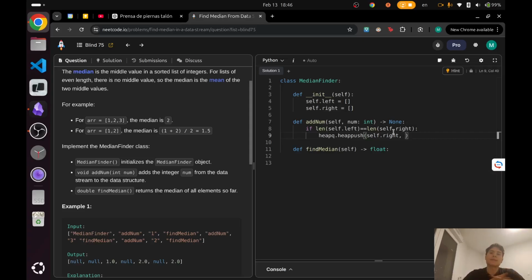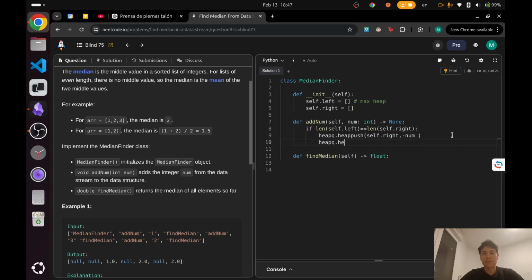The thing is that the left array is gonna be a max heap. So one way to solve it is because by default every heap is a min heap, we can just push the negative numbers, and then once we return the value, we can multiply back again by negative, and that's it. So we push minus num.